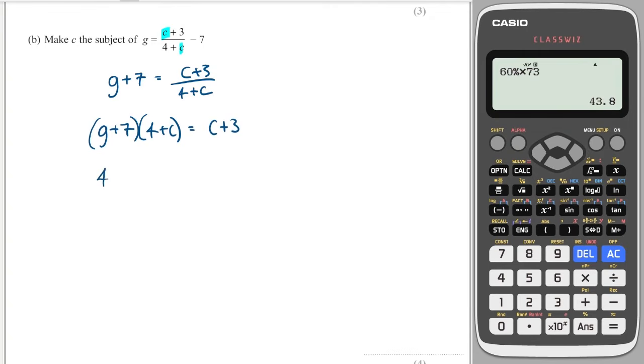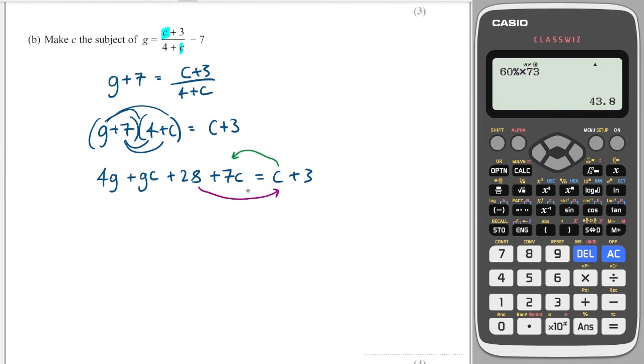Multiplying out these brackets is going to give me 4G, plus GC, plus 28, and plus 7C is equal to C plus 3. And then what I'm going to do is move all of the terms which have a C in it to the left side, and all of the terms that don't have a C in it to the right side, like that.